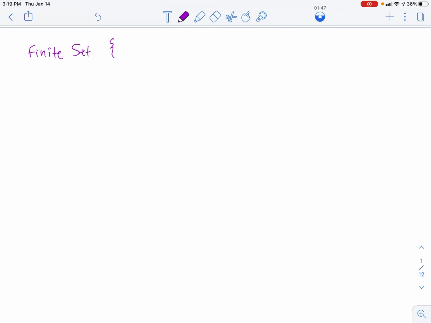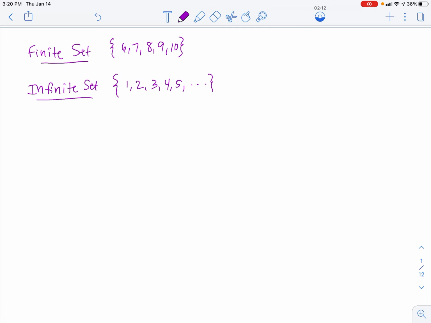A finite set, remember we said, is bounded or limited, and so it could have something like this, 6, 7, 8, 9, and 10. That's just an example. Okay, that would be a finite set of members. An infinite set would be different. An infinite set, since there are no bounds and no end, you might have numbers that look like this. It could be 1, 2, 3, 4, 5, but you'll have those little ellipses, they call them, that go on and on forever. It's an indicator that those numbers are going on forever.